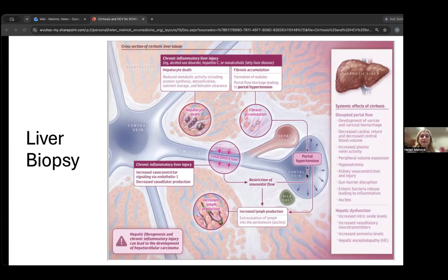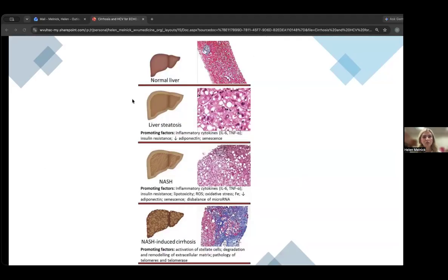Another hallmark is a sinusoidal capillarization or loss of fenestrations in the sinusoidal endothelium, which impairs exchange between blood and hepatocytes. As fibrosis progresses, normal landmarks blur, and portal tracts and central veins become difficult to identify, and the degree of this loss correlates with portal hypertension. And so here's some examples of what the biopsies look like at the different stages.